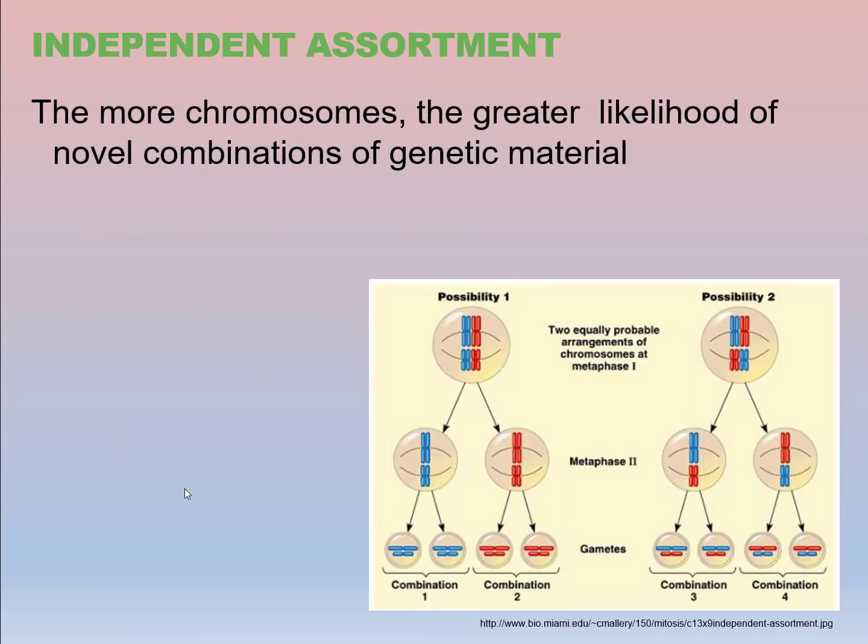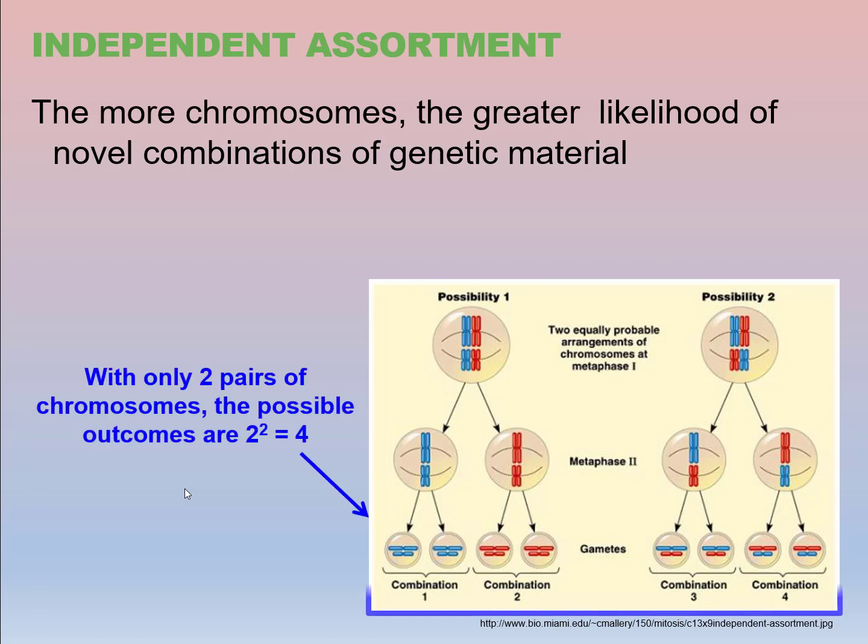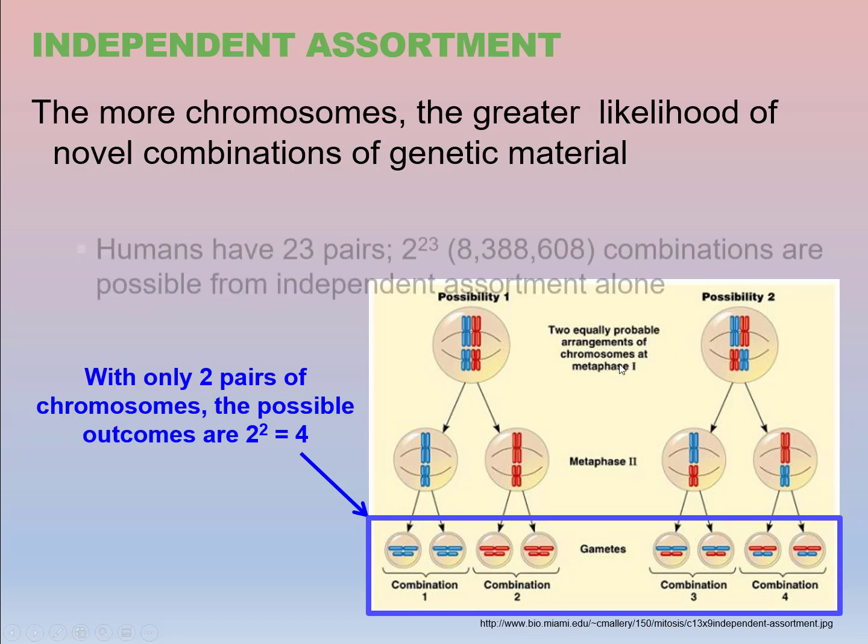Now, one of the things that we want to get back to is this idea of great genetic diversity. So with only 2 pair of chromosomes, we've got 2, and this is the 2 pair. 2 squared is 4, so we have 4 possible genetic combinations. And these are the different possibilities.